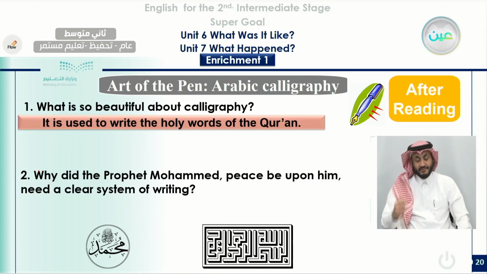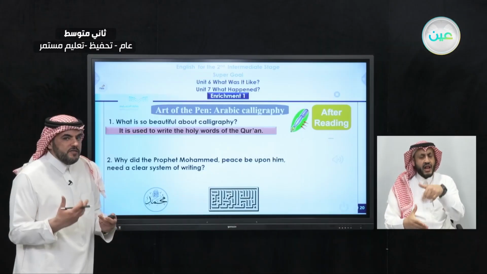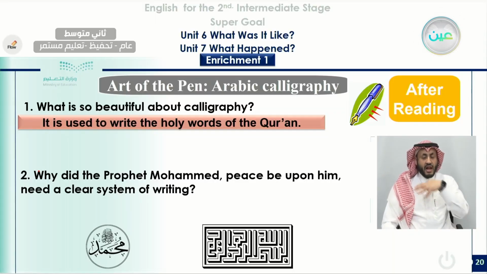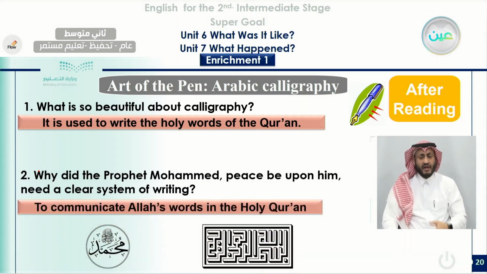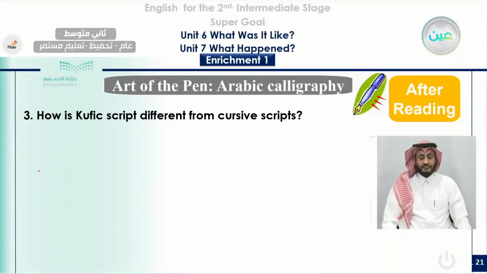Number 2, why? So here, notice we are asking with why. So what do we want here? As we said before, here we want a reason. Why did the Prophet Muhammad, peace be upon him, need a clear system of writing? And you can find the answer if you check for the keywords that will tell you how to answer this question.